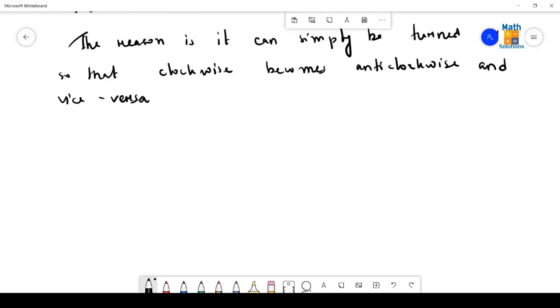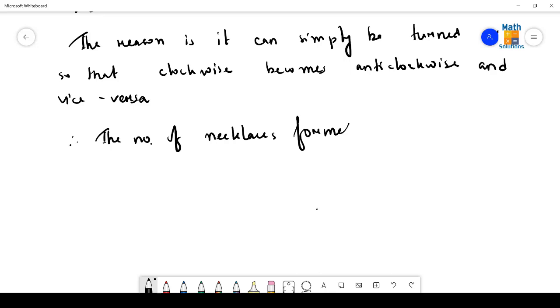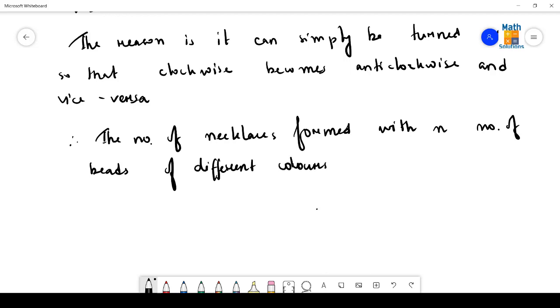Therefore, in this case, the number of necklaces formed with small n number of beads of different colors will be equal to half of n minus 1 factorial. So that's all about circular permutations.